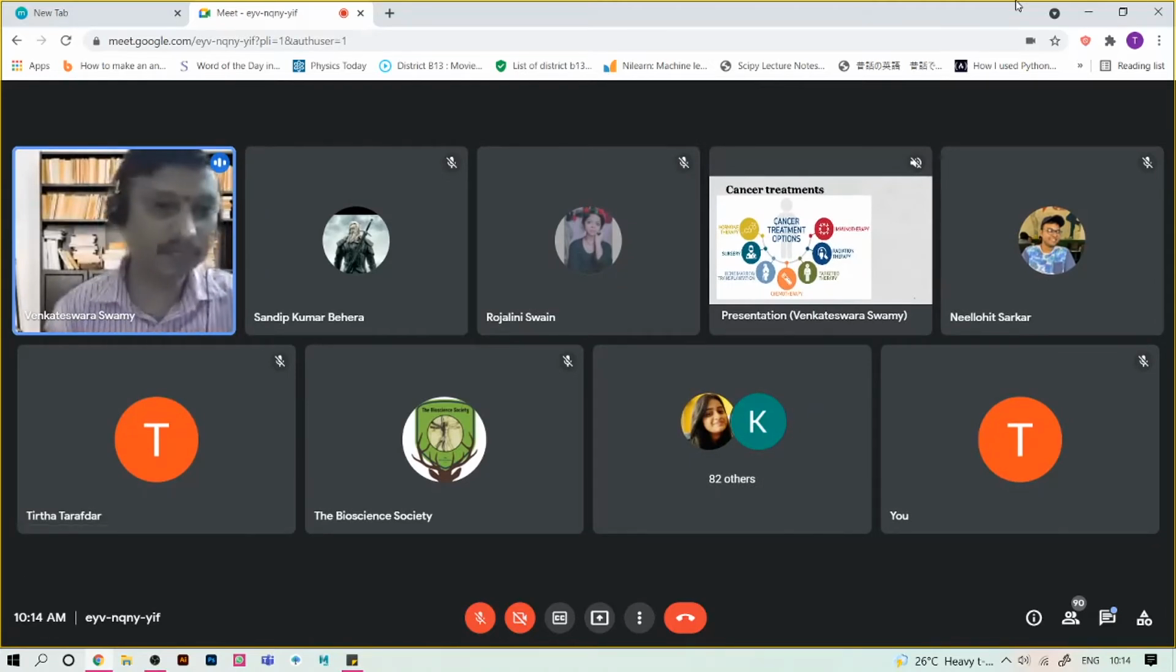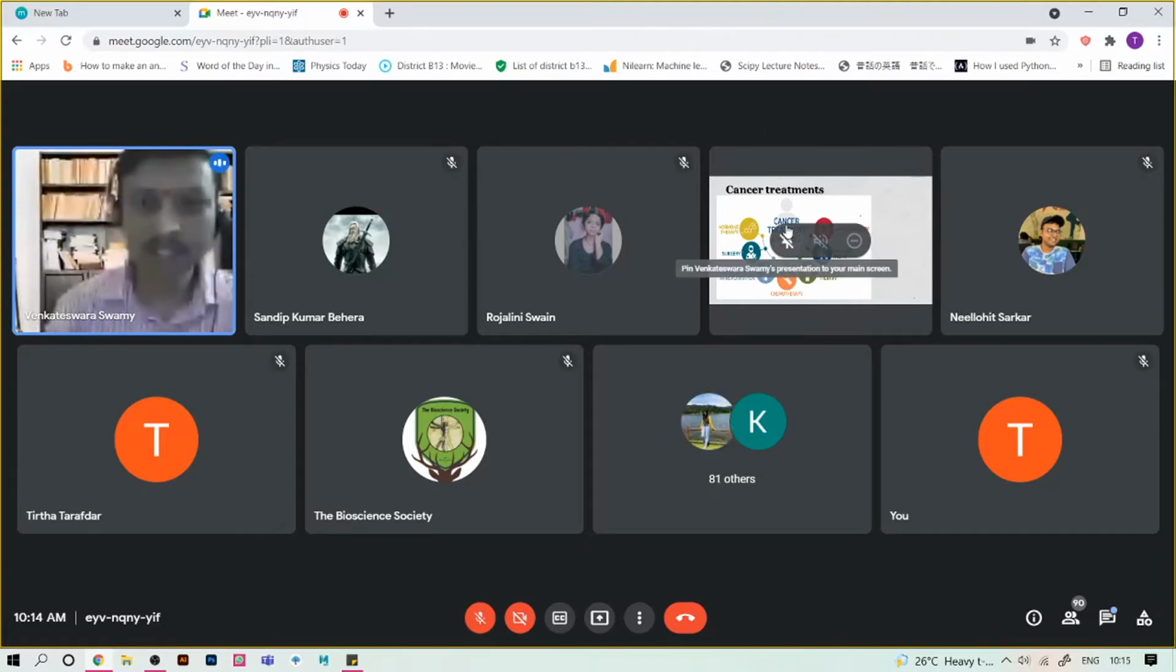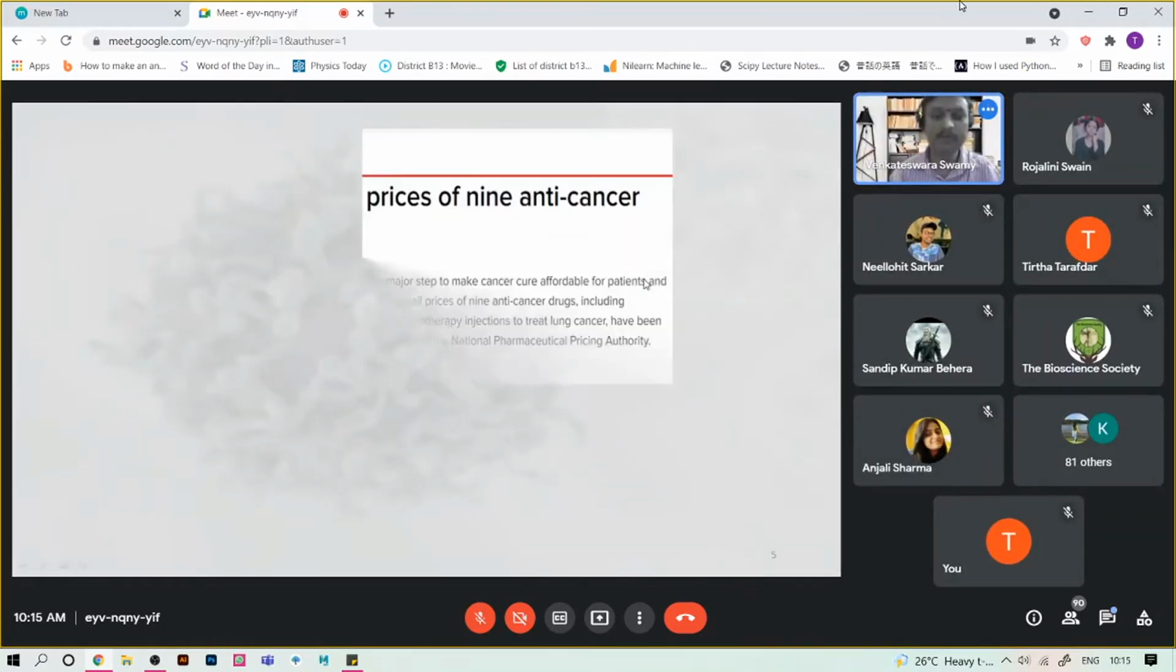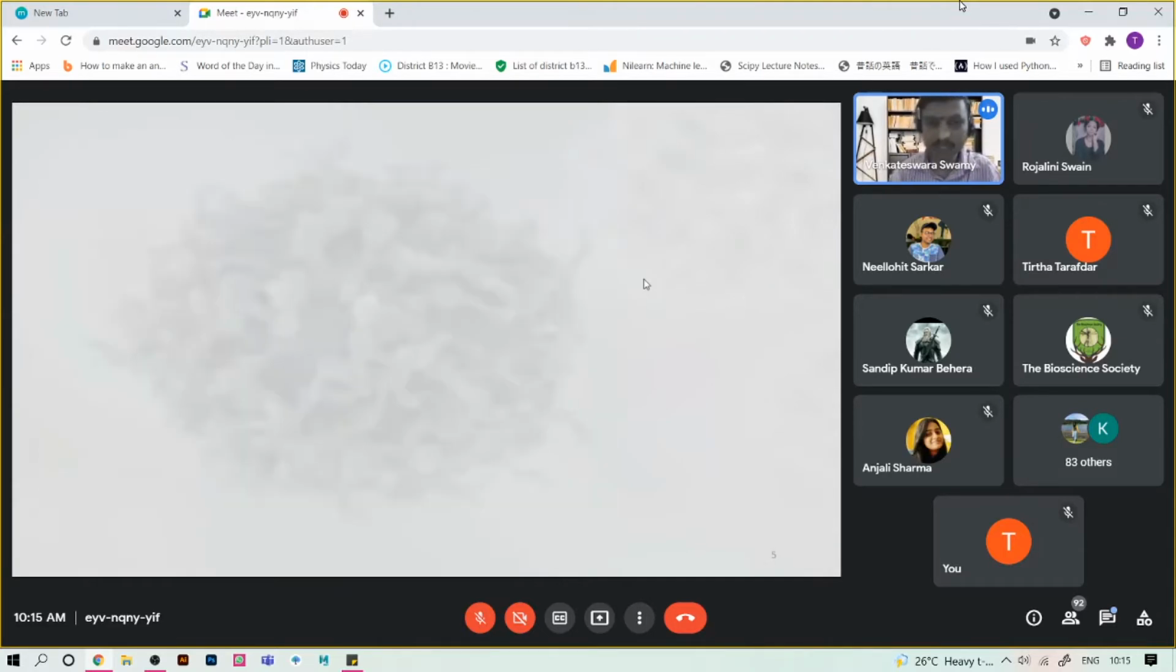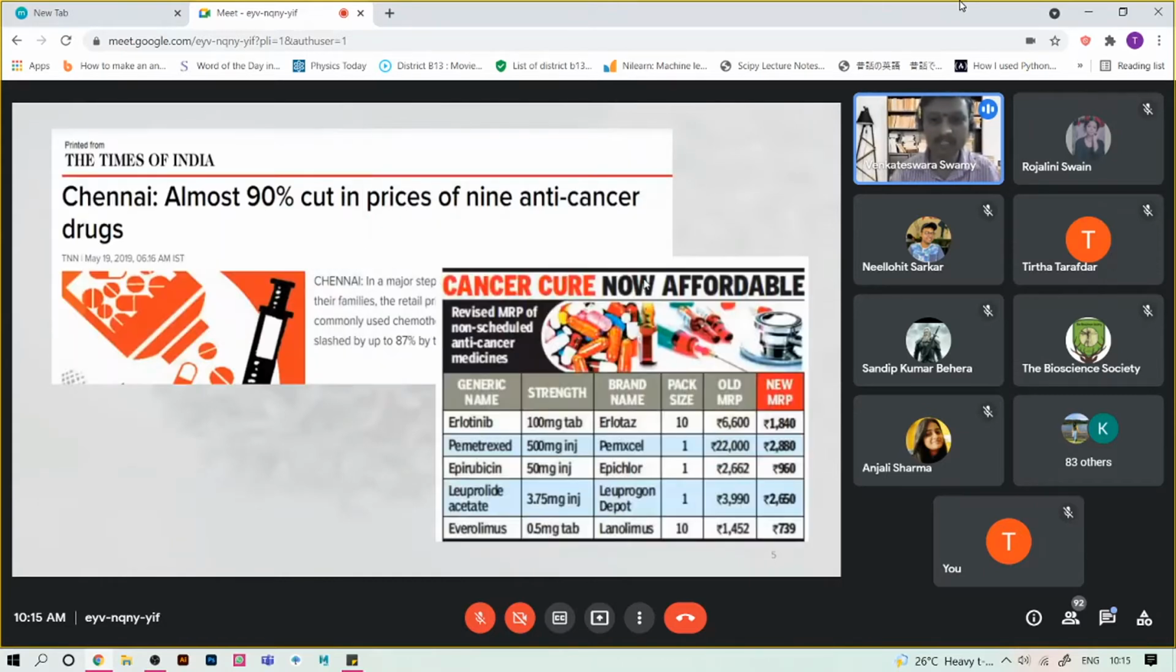If it is not possible, then we go ahead with the surgical methods where you can remove the complete tumor from the patient. So it may be from any part of the body. So we even have the history of so many people, how they have come out of the cancer disease. Now, when you look at this publication, in Chennai there is almost a 90% cut in the price of 9 anti-cancer drugs. So here the government has taken a decision that we have to reduce the cost of these cancer drugs because it is very high for normal people to purchase.